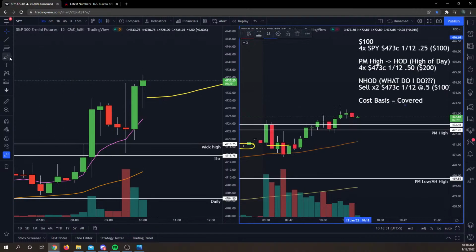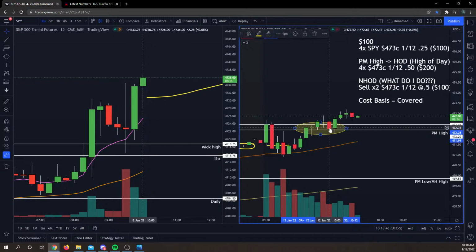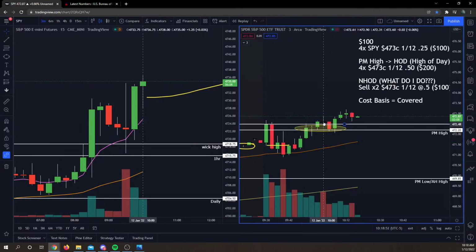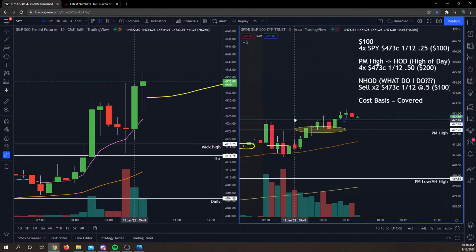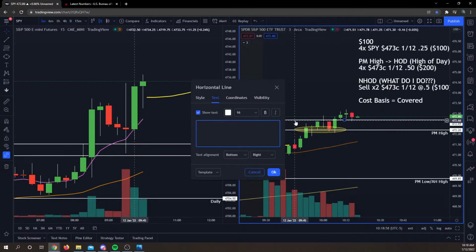If we took our pre-market high calls when we started to get over our pre-market high within this range, this would actually be a tighter range right within here. And we're looking to take our high of day.